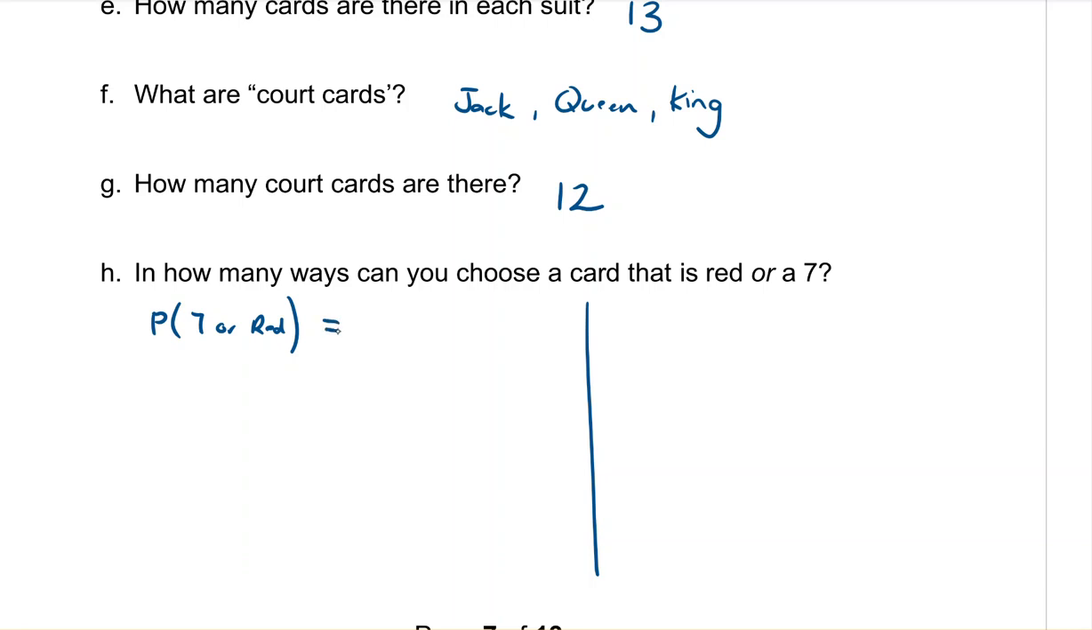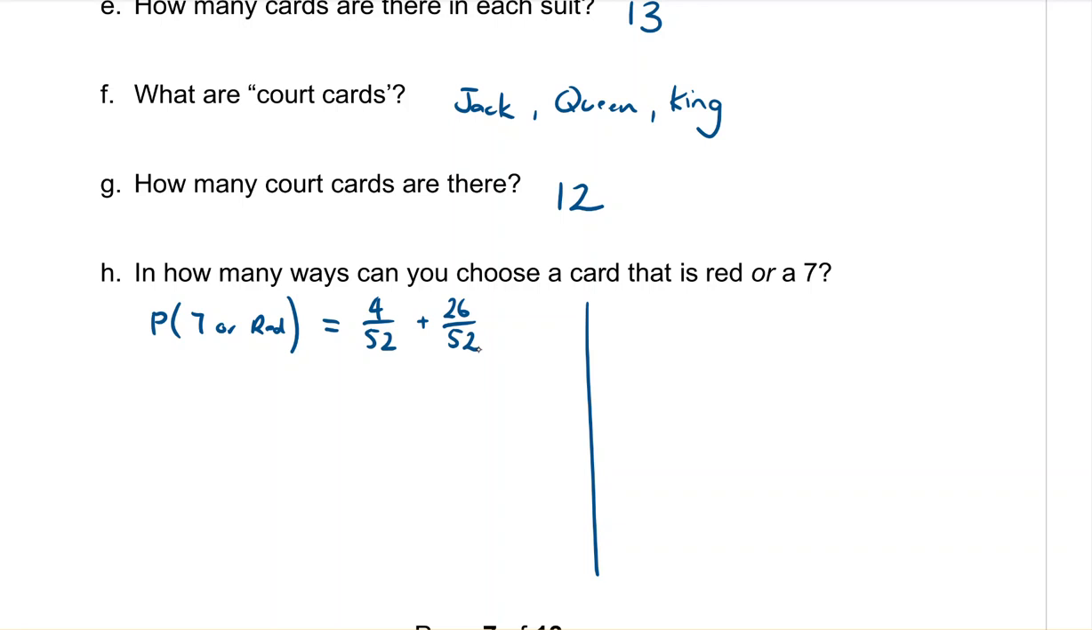First of all, let's just do one of them at a time. The probability of getting a 7. There's 1, 2, 3, 4 of them. There is 4 of them out of the 52 cards in our deck. Then I look at the red cards. How many red cards are there? 26 out of the 52. However, there is a small problem.